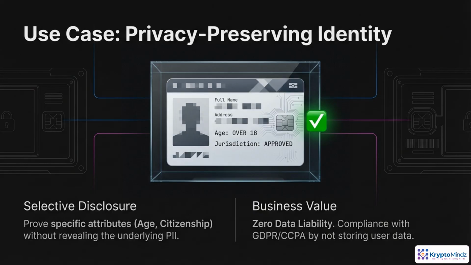Consider a login flow where the service only needs to know you're over 18 and in a valid jurisdiction. With a verifiable, privacy-preserving credential, you prove just those attributes, cryptographically, without exposing your full name, address, or document number. For the business, this delivers strong compliance with almost zero PII storage, dramatically reducing breach impact, legal exposure, and data governance overhead.